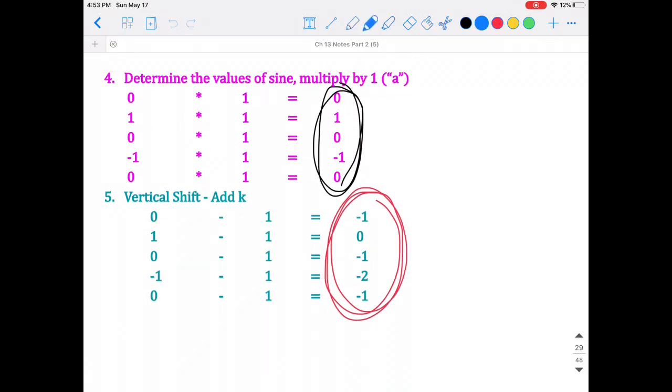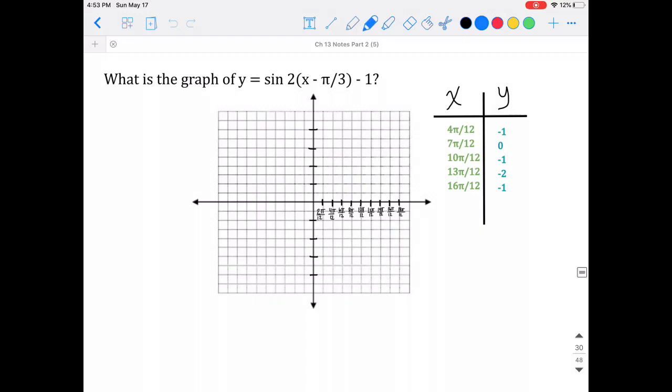When we graph this function, notice I added a little chart to the right just to make it a little bit easier to see. Our x values come from step 3 after our horizontal shift. Our y values come from step 5 after our vertical shift. So these are the points, the ordered pairs that we're going to graph on our graph.